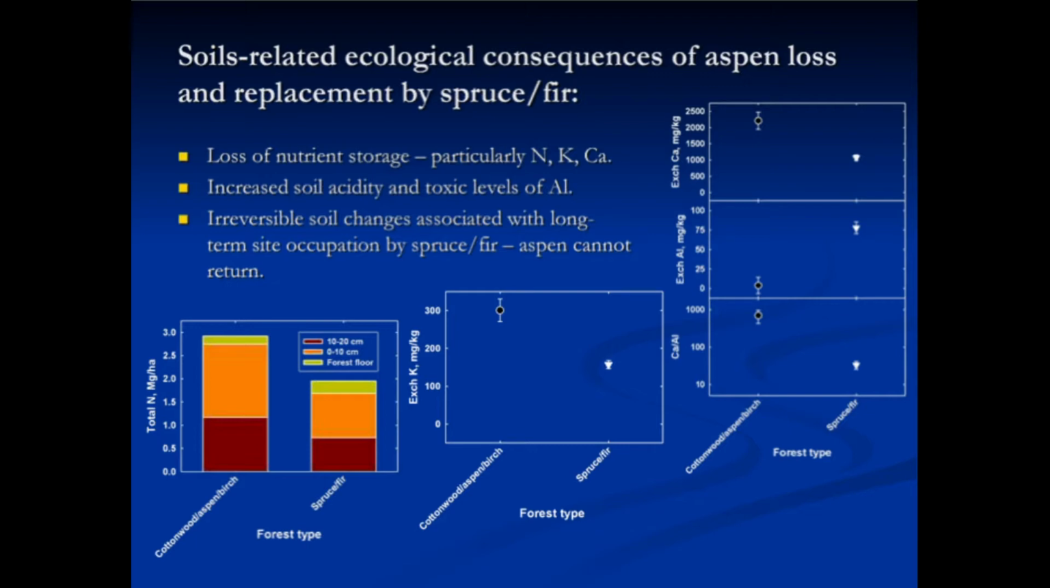Well, you can have loss of nutrient storage, increased soil acidity and toxic levels of aluminum here. So if spruce fir occupies former aspen soils long enough as a result of ecological succession, aspen is not going to return because it's not going to tolerate calcium depletion, high aluminum, low pH. A lot of potassium is going to be gone, and a lot of nitrogen is going to be gone. So potentially you could have irreversible soil changes if you had spruce fir dominating previous aspen soils for a long enough period of time. It would be very difficult to go back the other way.